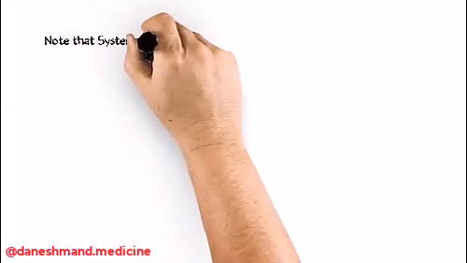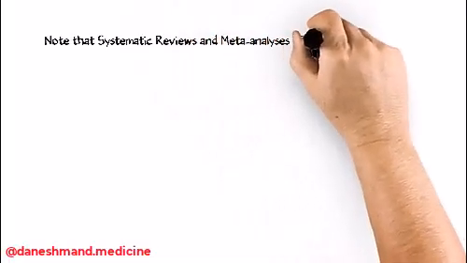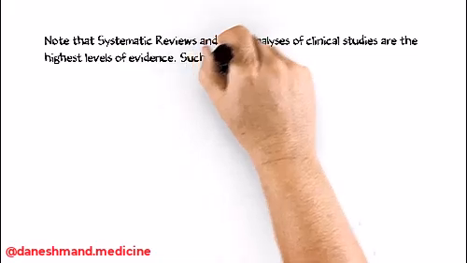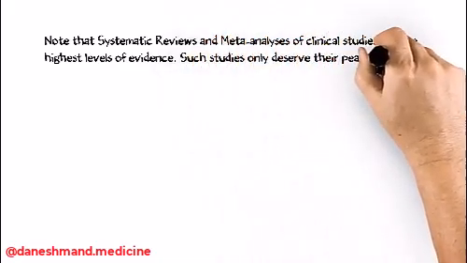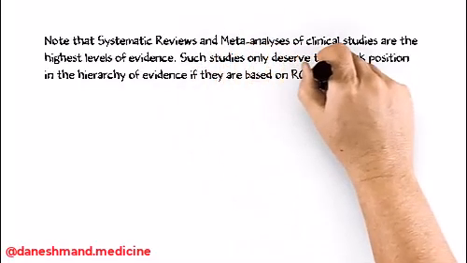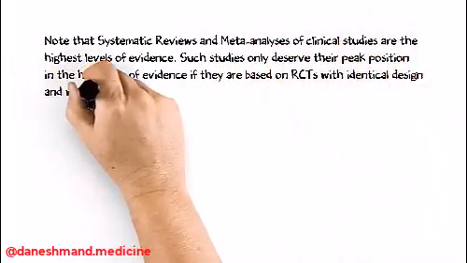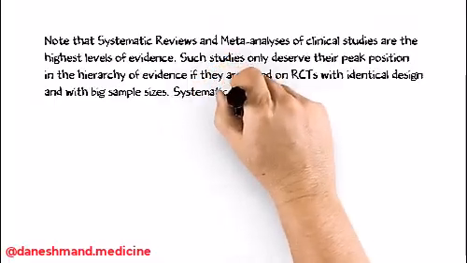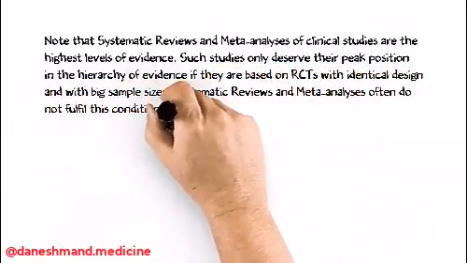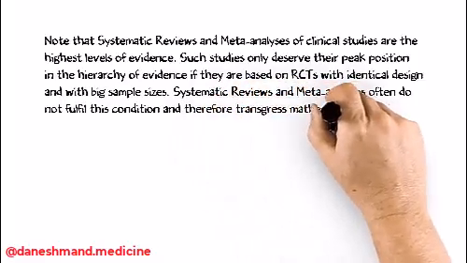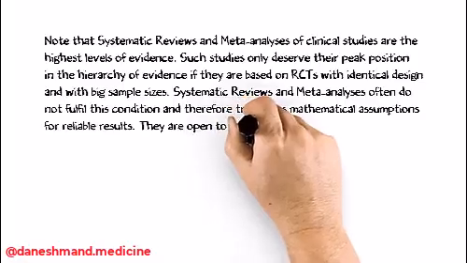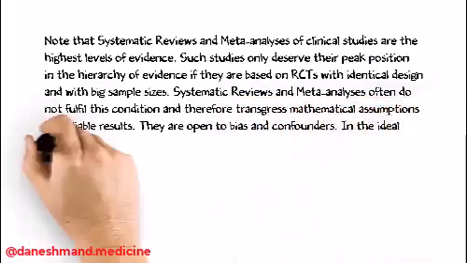Note that systematic reviews and meta-analyses of clinical studies are the highest levels of evidence. Such studies only deserve their peak position in the hierarchy of evidence if they are based on RCTs with identical design and with big sample sizes. Systematic reviews and meta-analyses often do not fulfill this condition and therefore transgress mathematical assumptions for reliable results. They are open to bias and confounders.